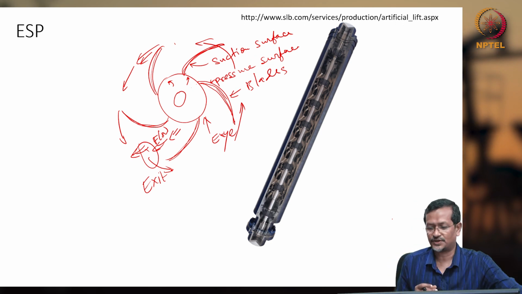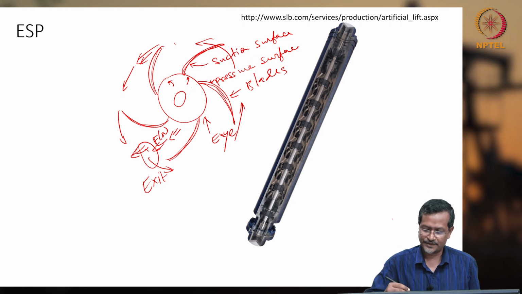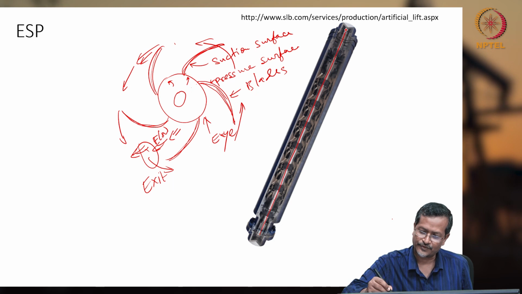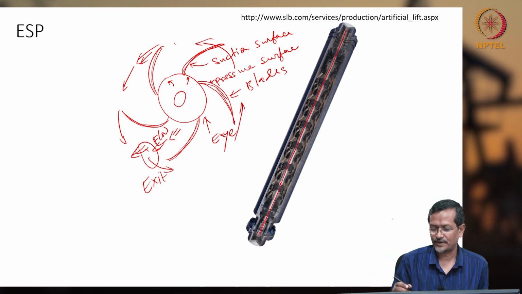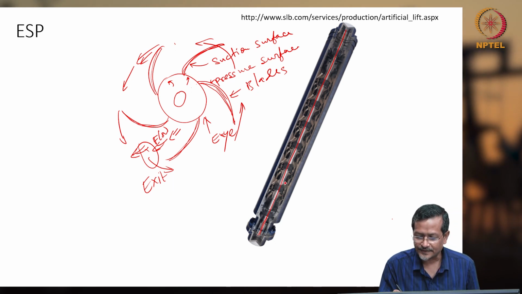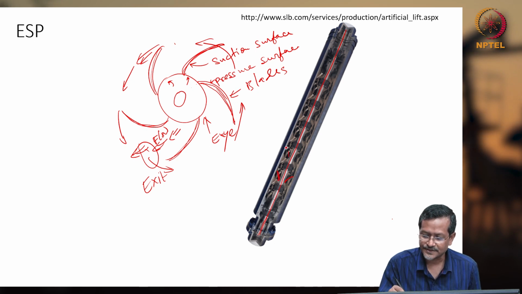Now you see the picture, it is taken from the Schlumberger website, and it is having one shaft. You see the big shaft is here. I'm drawing with a red line. You can see this one shaft, and the shaft is connected to impellers. Where are the impellers? Impellers will be like this. You see, this is an impeller actually. Okay, impellers are like this.